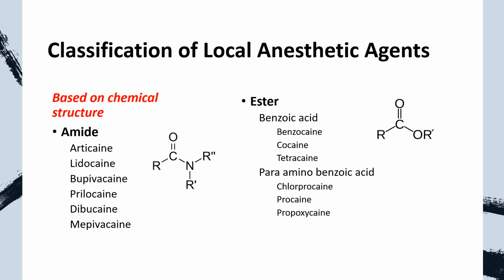Now here we will go through the classifications of local anesthetic agents. Local anesthetics are divided into two classes based on the chemical structure, amides and esters. Common examples of amide local anesthetics include lidocaine, articaine, bupivacaine, prilocaine, dibucaine, and mepivacaine. Common ester local anesthetics are benzocaine, benzoic acid, cocaine, tetracaine, para-aminobenzoic acid, chloroprocaine, procaine, and propoxycaine.